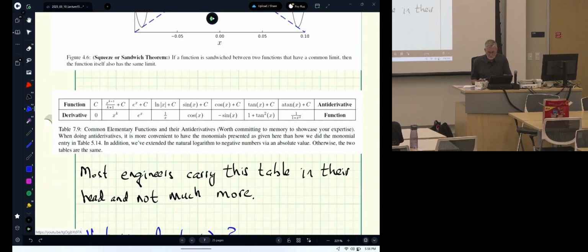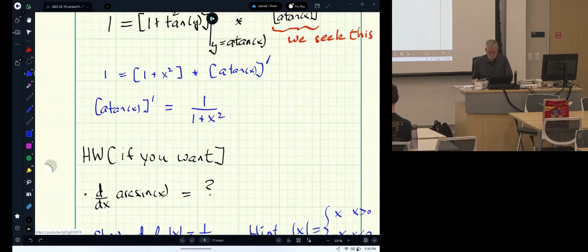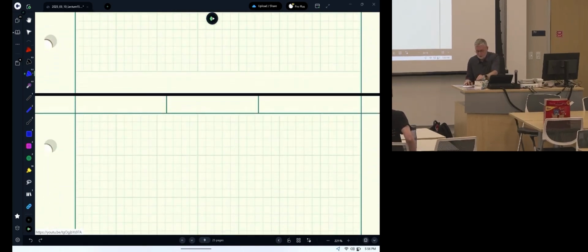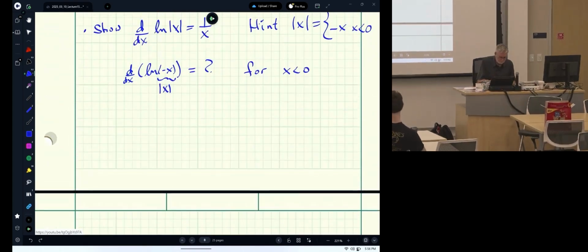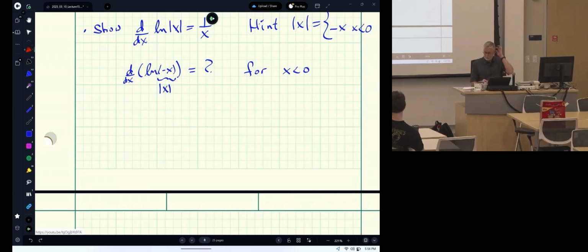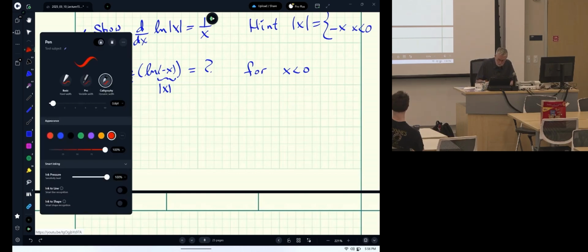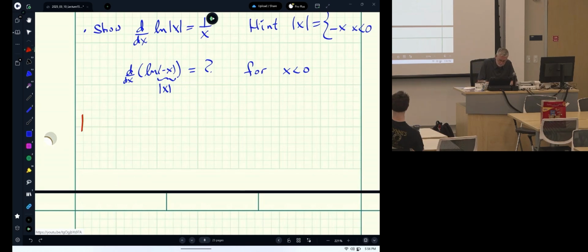There we go. So that's the table you want, and then what we're going to show you is this plus simple substitution rules, etc. First fundamental theorem of calculus: every continuous function has an antiderivative. Second fundamental theorem of calculus: every definite integral can be evaluated via antiderivatives. So let's practice that a little bit.